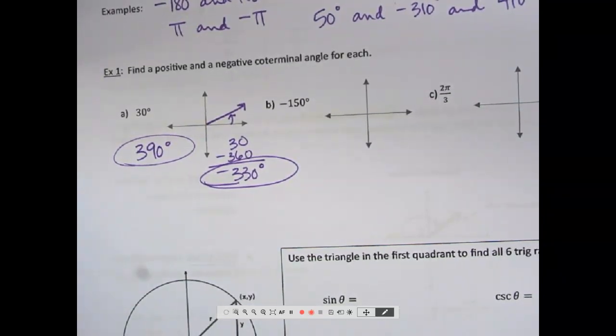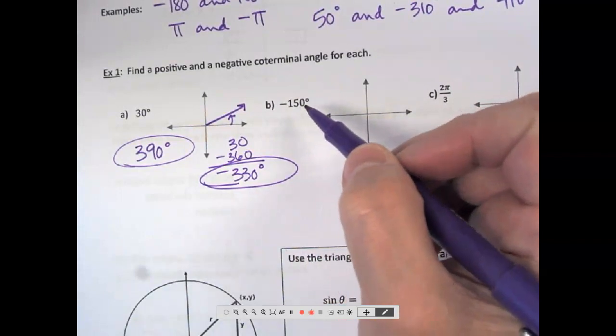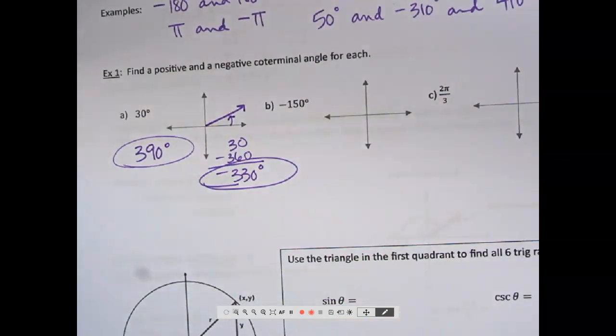Okay, negative 150. Okay, just everybody give it a little bit of thought. If I go clockwise 150, which quadrant am I in? Don't give me an answer yet. Let everybody kind of process it. Clockwise 150 puts you in which quadrant?